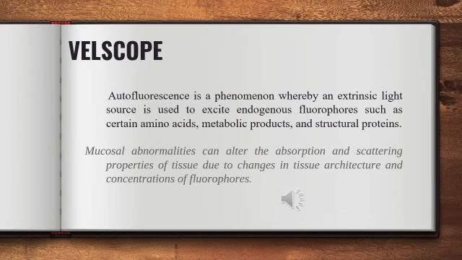Velscope autofluorescence is a phenomenon whereby an extrinsic light source is used to excite endogenous fluorophores such as certain amino acids, metabolic products, and structural proteins. Mucosal abnormalities can alter the absorption and scattering properties of tissue due to changes in tissue architecture and concentrations of fluorophores.